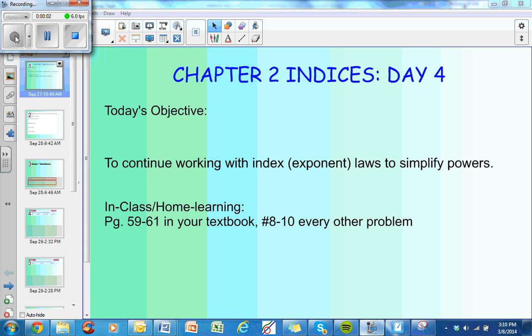Okay, welcome back to the Cocoa Academy. Today's lesson, this is day 4 of our index unit. And today we will continue working with exponent laws to simplify powers.